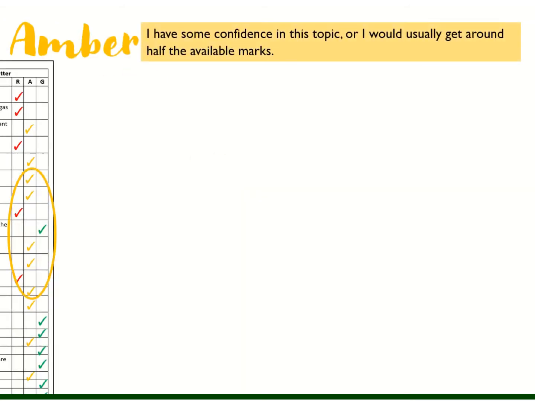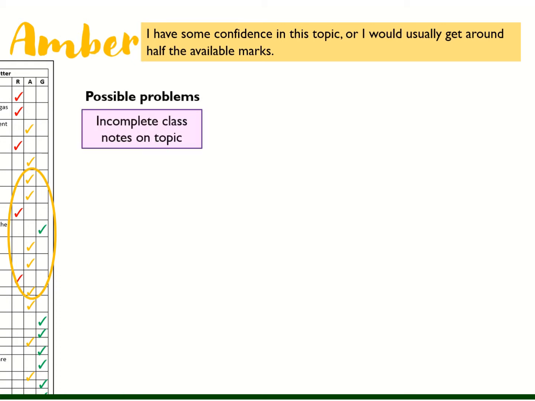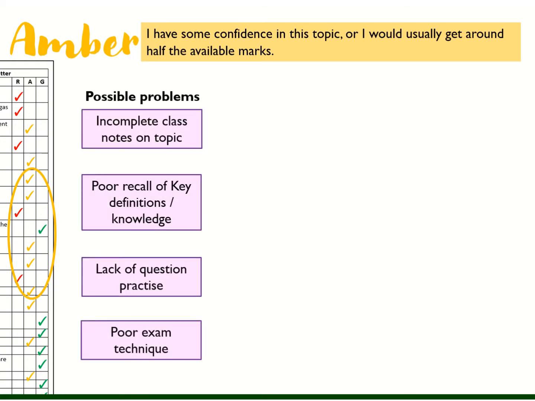Topics which you have marked as amber are those where you're scoring middling marks. Likely problems here are inaccurate recall of key definitions and knowledge, poor exam technique, and a lack of exam practice. Problems might also include being insufficiently thorough with preparing essay plans, not demonstrating coherency in chains of reasoning and long answer questions, or not making sufficient links with other topics within the subject.